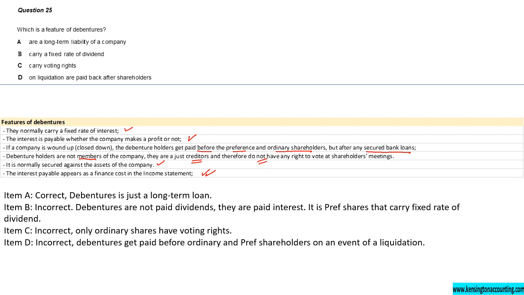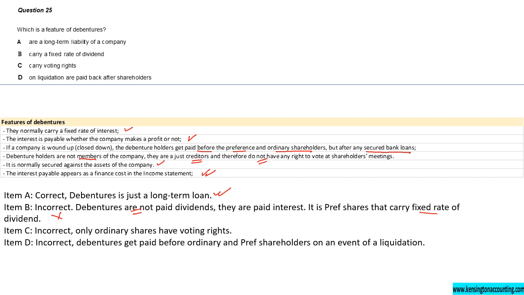Now let's go back to the question. Option A, debentures are long-term liabilities. That's correct. Debentures are in fact just one type of long-term loan. Option B, they carry a fixed rate of dividend. No, debentures do not get dividends. Debentures obtain interest. Only preference shares get a fixed rate of dividend. Therefore this answer is wrong.